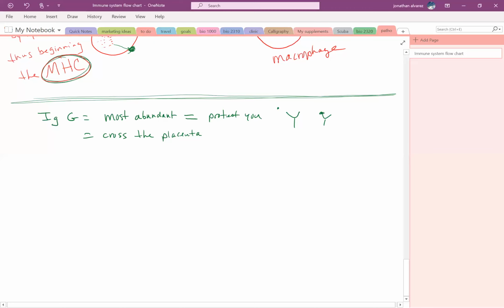Another way of looking at this, if we can use a military analogy, you've got like 10,000 soldiers. You might only have like 2 airplanes and 5 tanks, which are the other immunoglobulins because there's not that many of them, but you have lots and lots of infantry. And their job is to go out and stop the bad guys. And the IgGs also cross the placenta barrier. This is known as passive immunity.